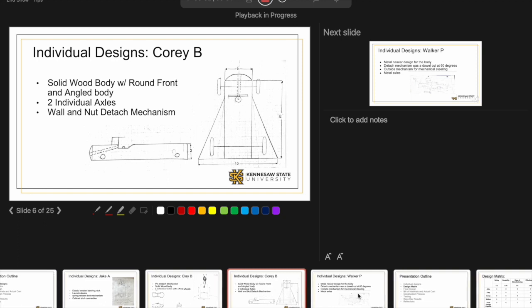So now let's look at Corey's design here. A solid wood body with rounded front and angled body, 2 individual axles, and a bolt and nut detach mechanism. As you can see, here are his diagrams, and it has the dimensions, which we had to have as well. We also had a 3 pound limit. I know I'm going off topic, I apologize, but a 3 pound limit we had to stick to, which I'll talk about later.